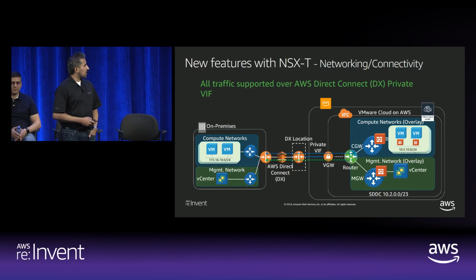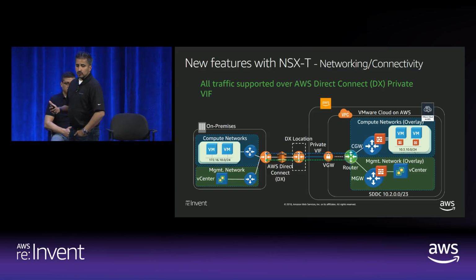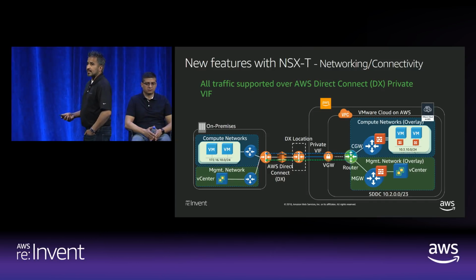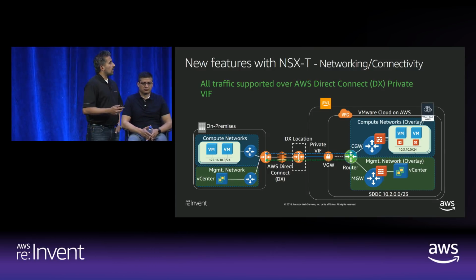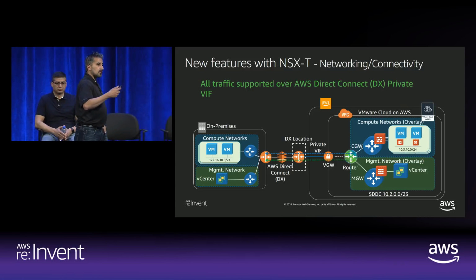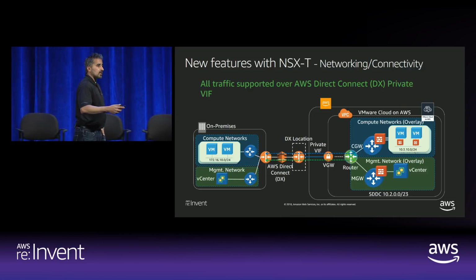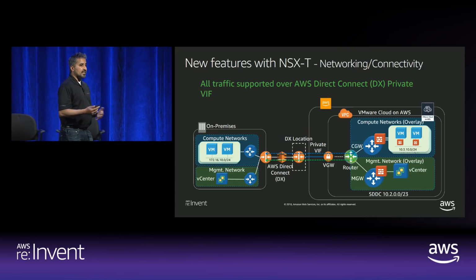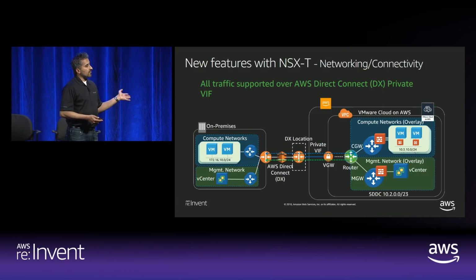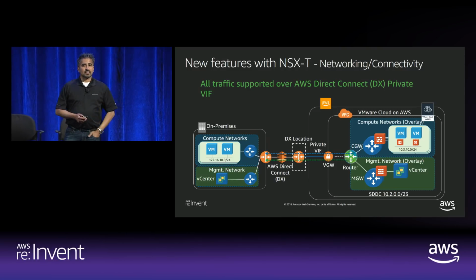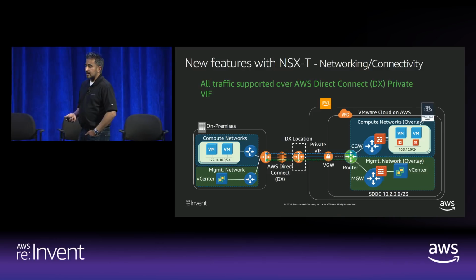Direct Connect, we also have a lot of enhancements here. So you'll remember in NSX-V SDDC, we supported only ESX management, vMotion, and cold migration traffic over Direct Connect. For other types of traffic like compute traffic and management appliance traffic, we had to set up a VPN over internet or VPN over Direct Connect public VIF. Okay, so there was some complexity involved and it wasn't really the ideal design.